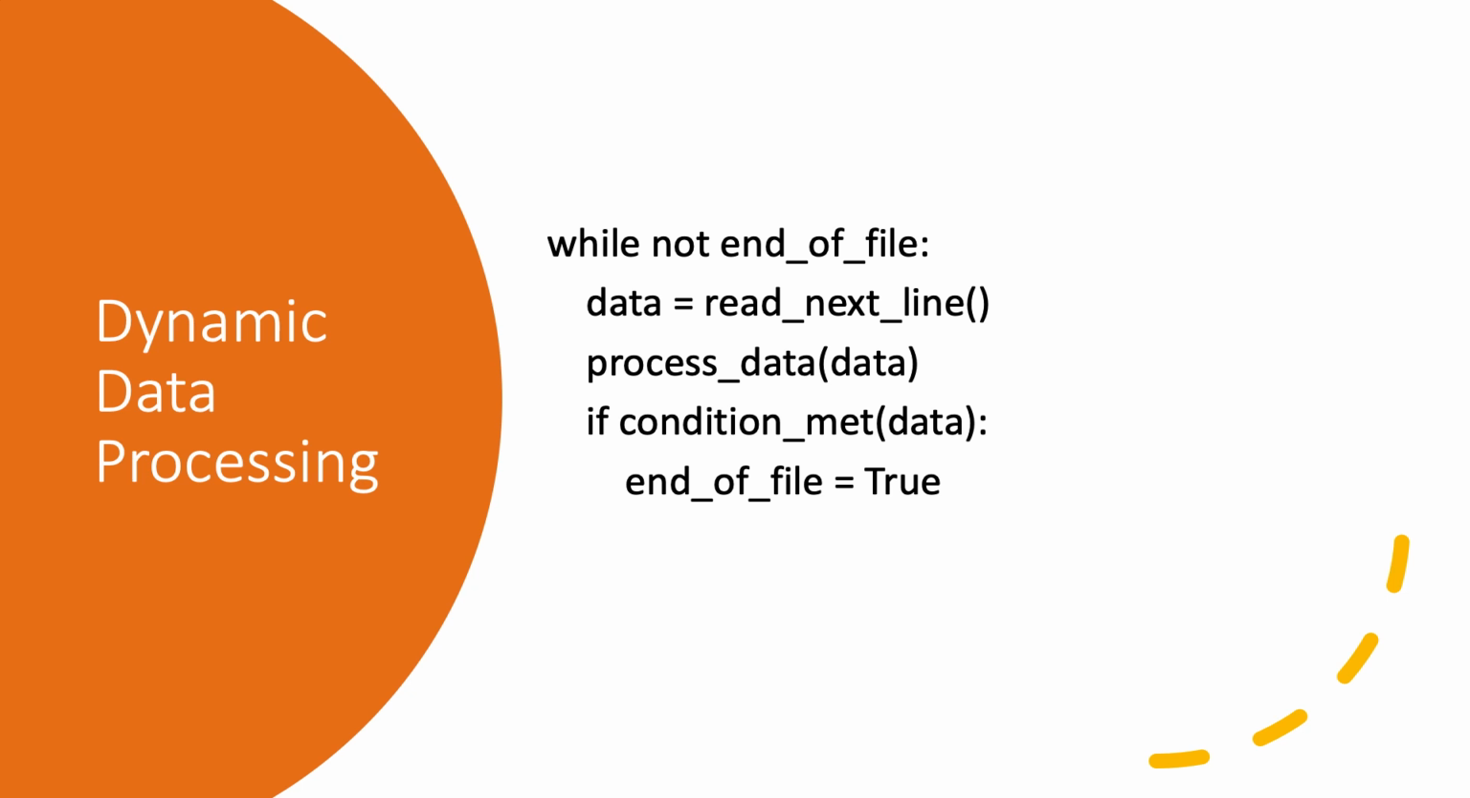And following the data processing step, the loop includes a conditional check if condition met. Now this condition evaluates whether a specific criteria related to the data has been satisfied. If the condition is met, the variable end of file is set to true, which causes the loop to terminate. This setup allows for flexible and dynamic processing of data, where the loop continues to handle data lines sequentially until the defined condition signals the end of processing.